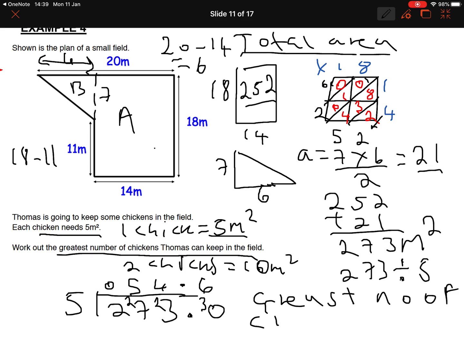The greatest number of chickens is 54. Something like that, just to make it clear to the examiner.